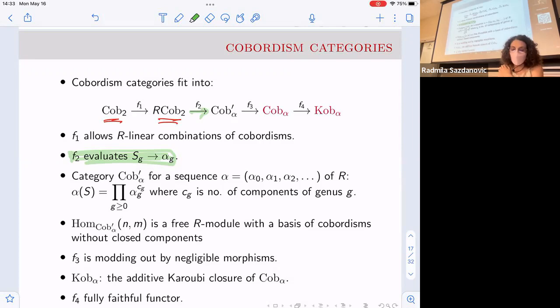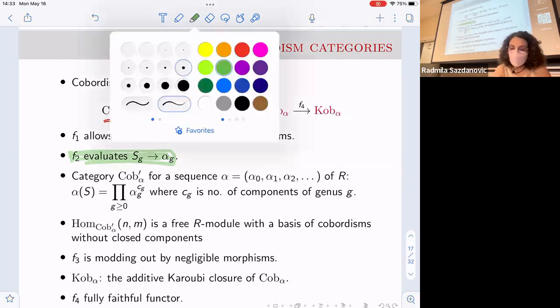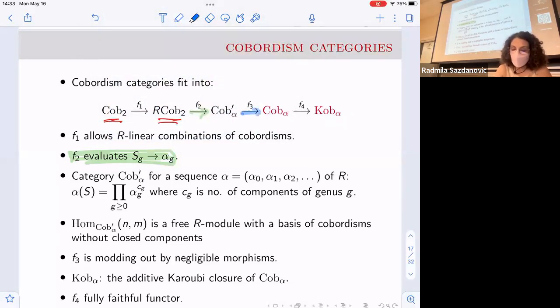Now, what are the morphisms in this Cob alpha prime? Well, they're just given by the basis of cobordisms that have no closed components, because we get rid of them, since we evaluated them like we did in the partition category or in these first one-dimensional examples. Now, the next thing is the algebraic step. F3 says that, although I did not say what the negligible morphisms are, we're going to kill all the negligible morphisms. That in turn gives us a bilinear form that is non-degenerate.